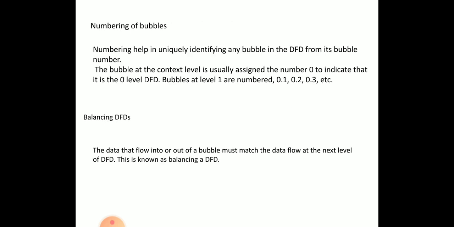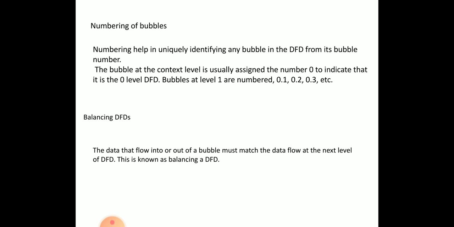Then numbering of bubbles. We know it is necessary to number the different bubbles occurring in the DFD. The number helps in identifying any bubble in the DFD. It is easy to identify the bubble or its function from its number. The bubble at the context level is usually assigned the number 0 to indicate the 0 level of the DFD. That means the context diagram of the DFD is identified by numbering this bubble as 0.